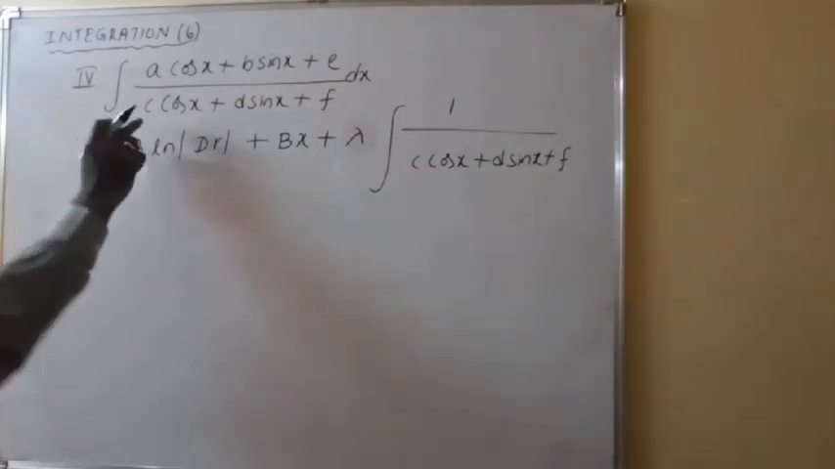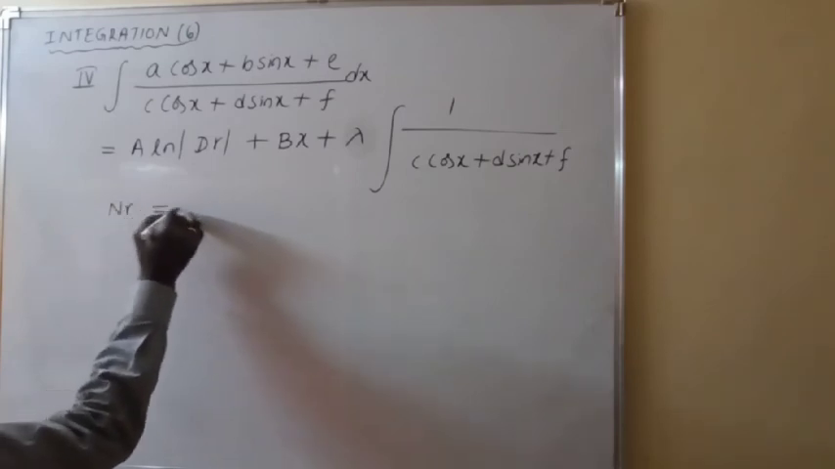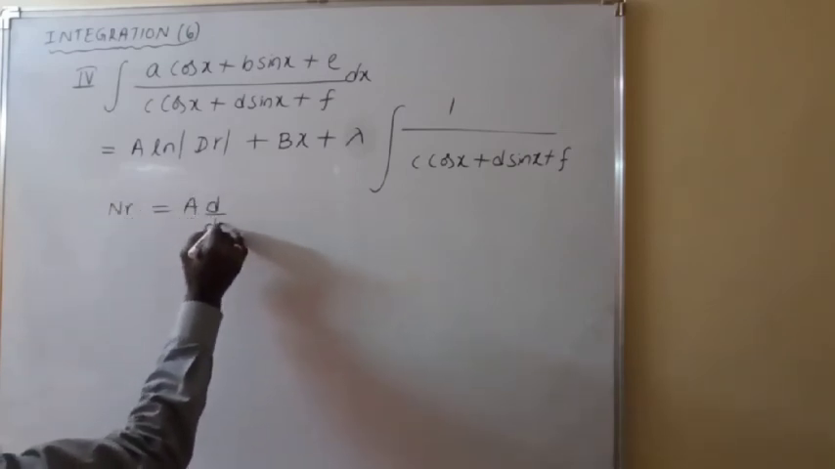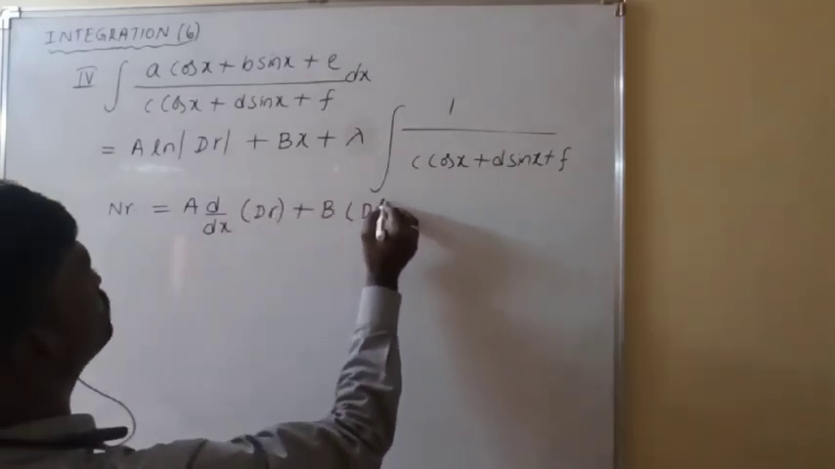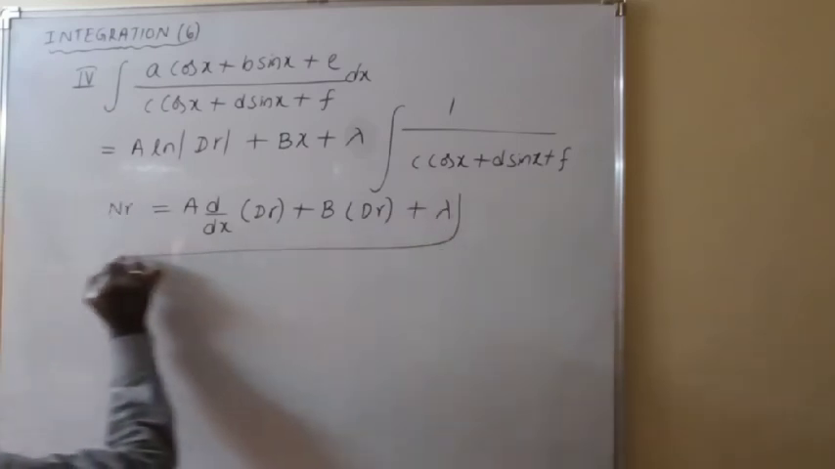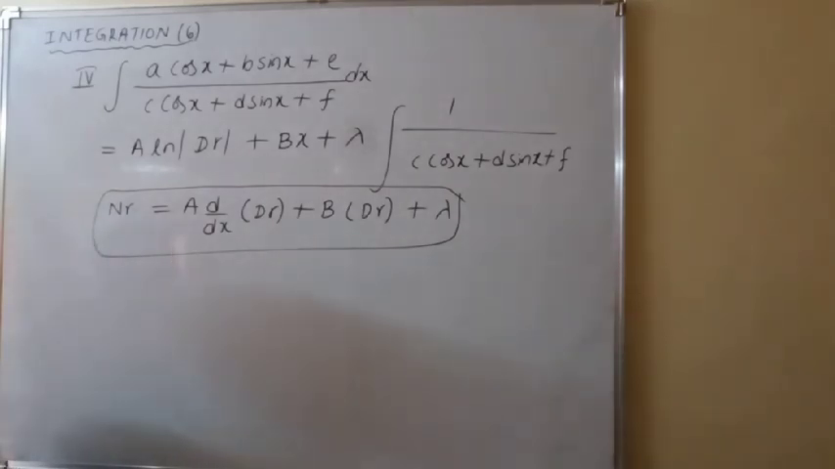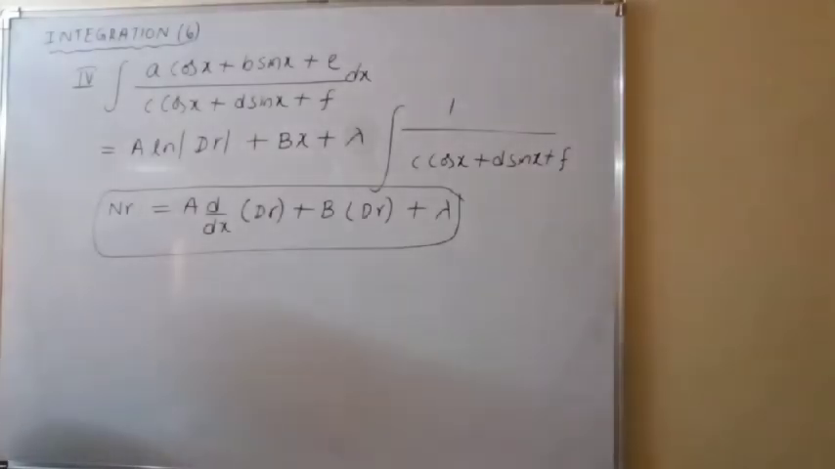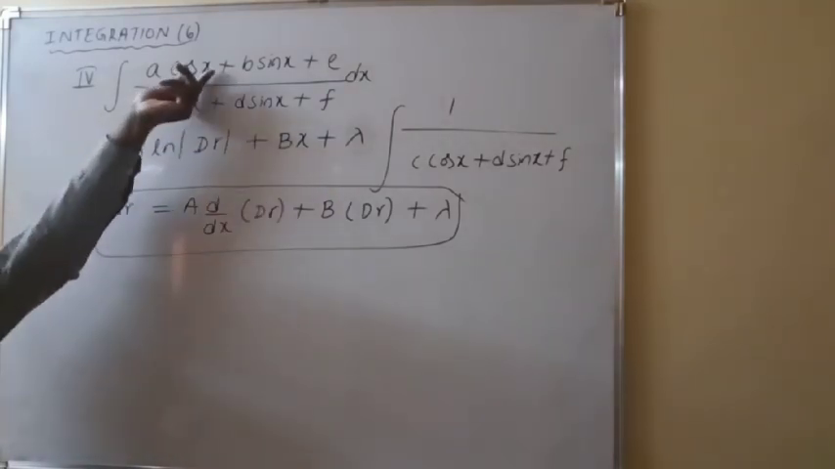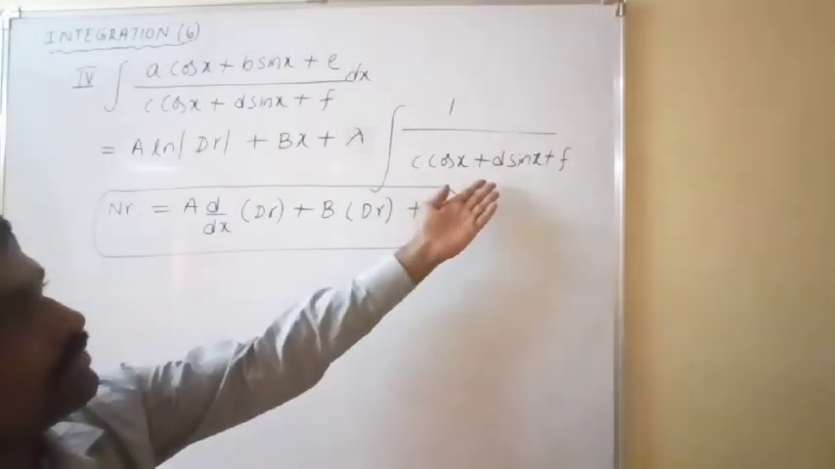So the answer for this question should be in this form only, because here also the method is: numerator is equal to capital A into d by dx of denominator plus capital B into denominator plus lambda. This is the method actually. To find capital A, capital B and lambda, compare the sin x coefficients, cos x coefficients and constant terms on both sides. You will get the A value, B value and lambda value, and after substituting them you will get the answer in this form. And I think you know how to evaluate this.